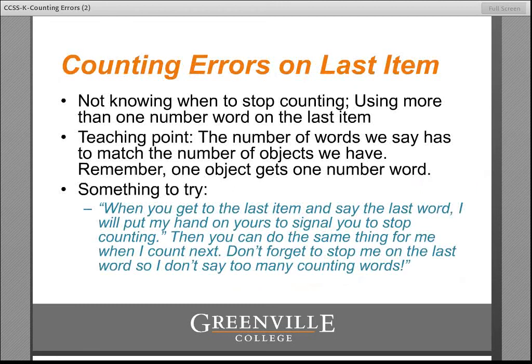Occasionally, you may see children who count well all the way up to the last item. And then as they point to that last item, maybe they say 2 counting words rather than 1. So knowing when to stop counting is also an important counting skill. Children need to realize that the same idea that we've already been applying to all the other objects, one object gets 1 number word, also applies to the very last object.